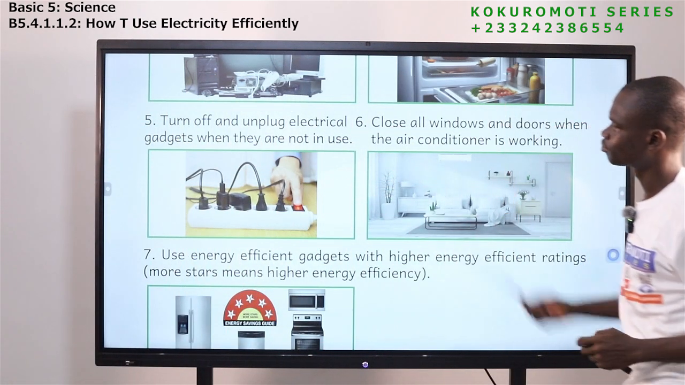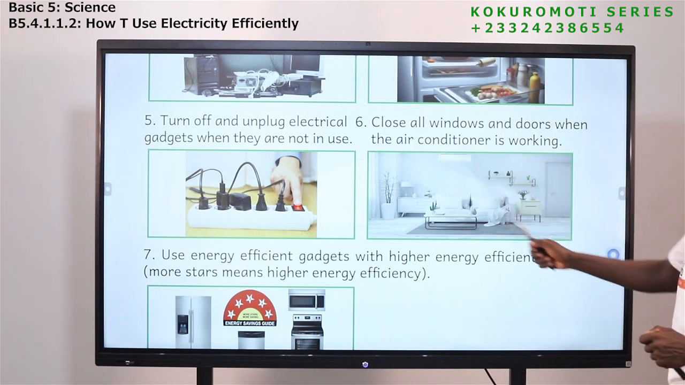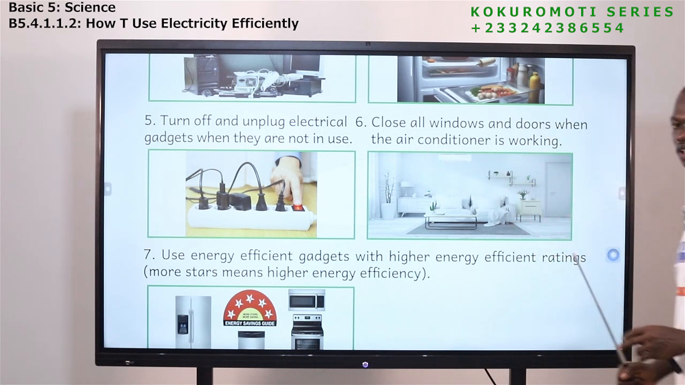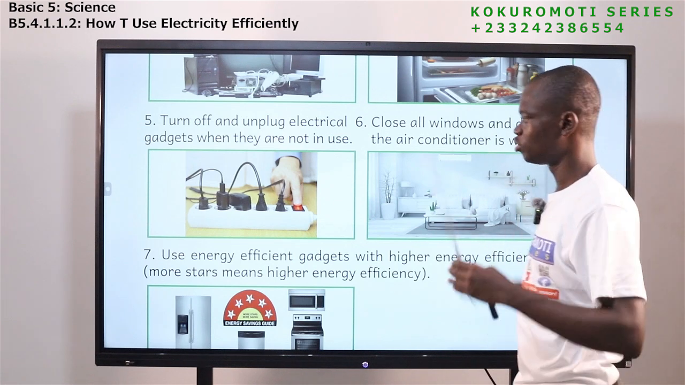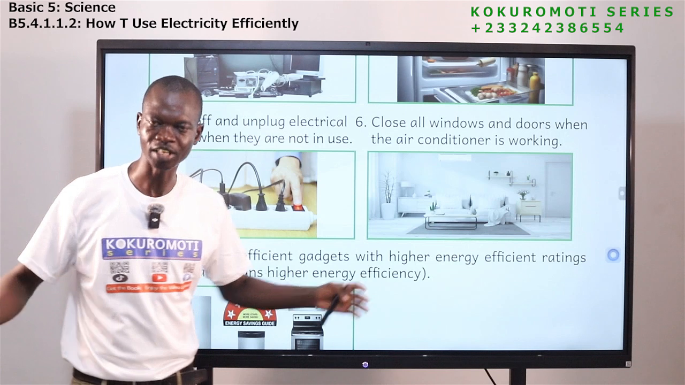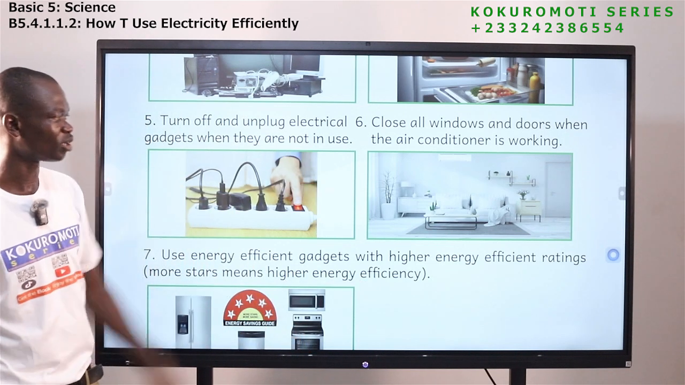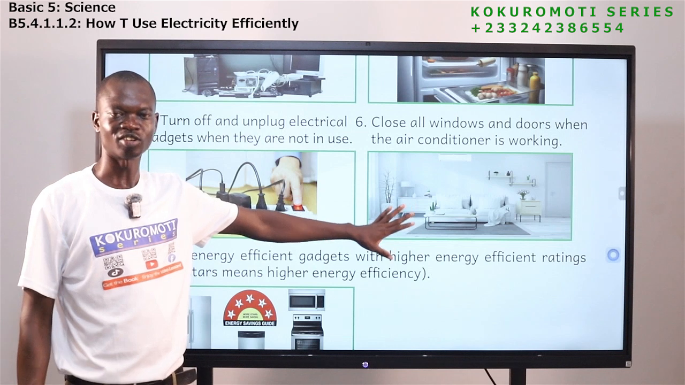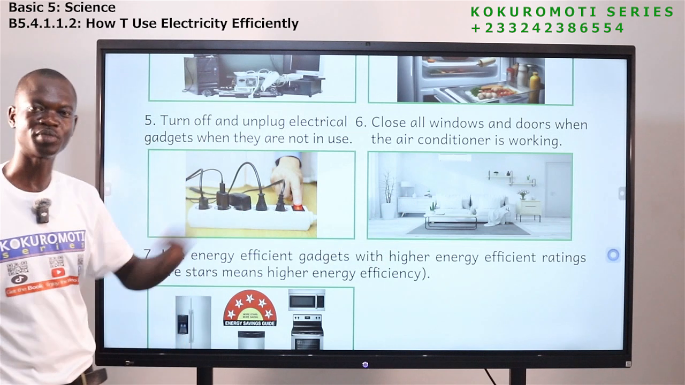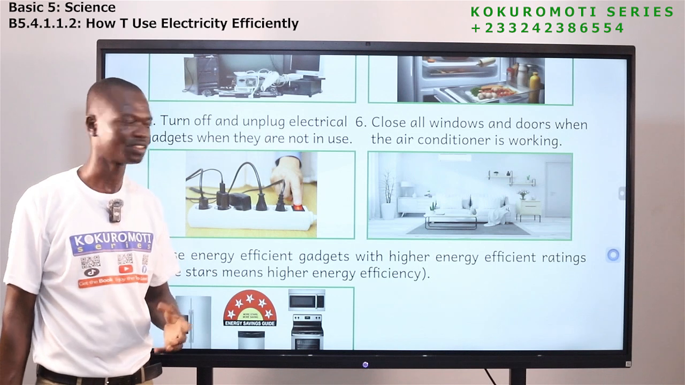The next one, close all windows and doors when the air conditioner is working. So if the air conditioner is working, you need to close all doors, you need to close all windows. Don't leave them open. If you leave it open, you are giving double work to the air conditioner, and you have to pay for more watt energy. It will consume more watt energy.